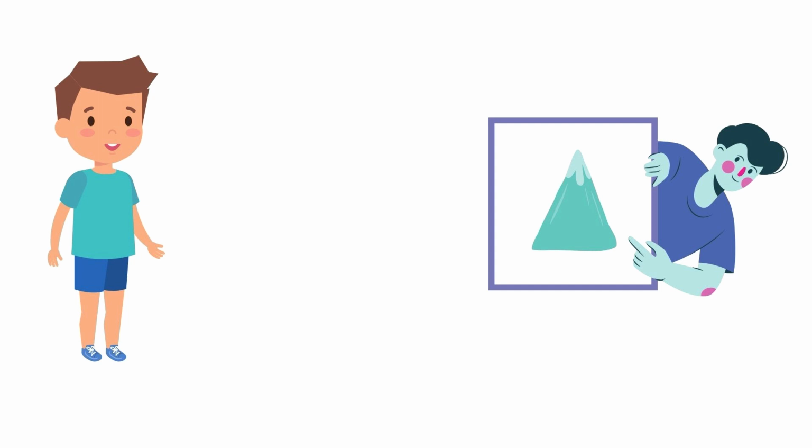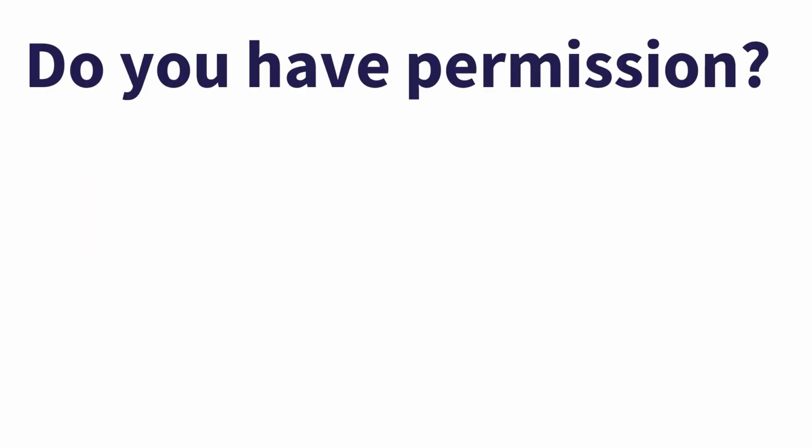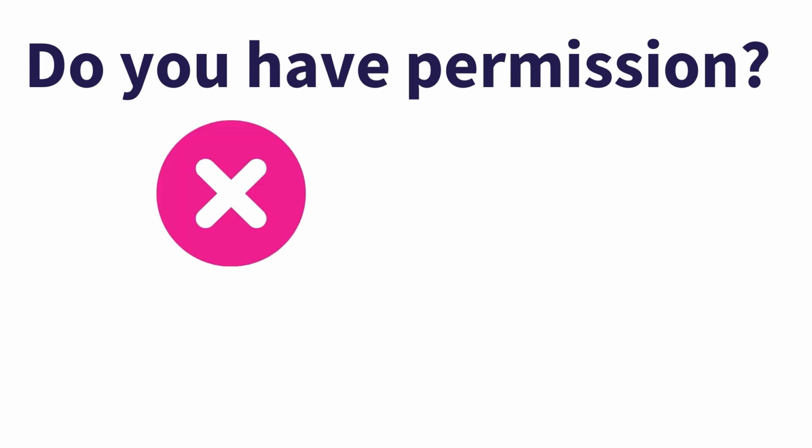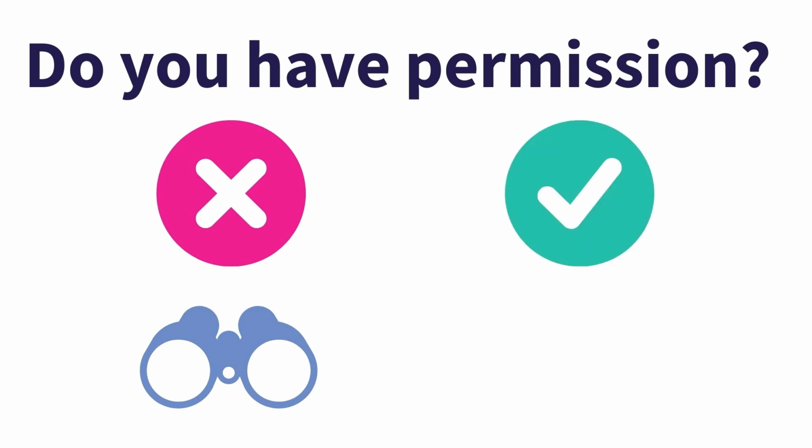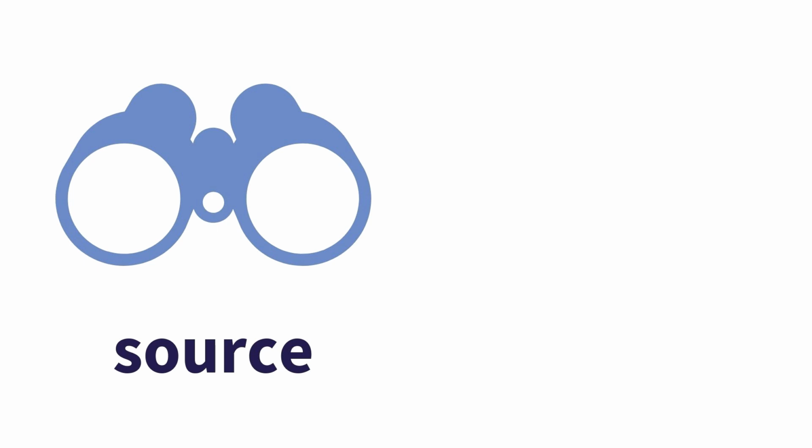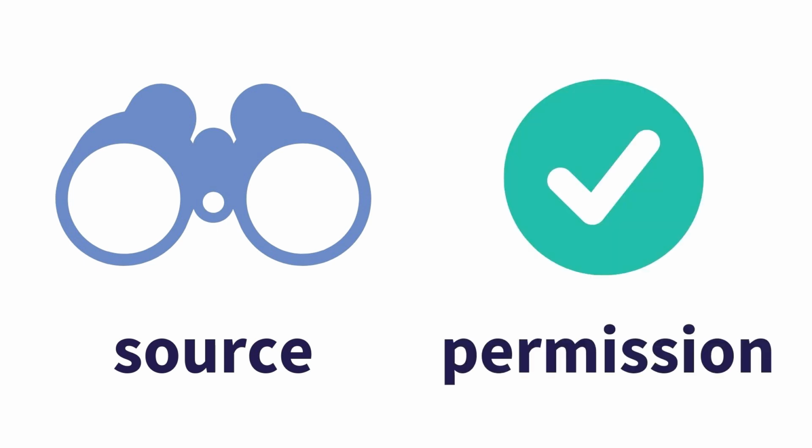Whenever you use someone else's work in your own work, you should start here. Do you have permission to use the image? If the answer is no, look again and find another image. If the answer is yes, then it is okay to use the image and then cite it. More on that later. So let's think about how we source or find an image that we have permission to use. There are 3 ways you can do this.